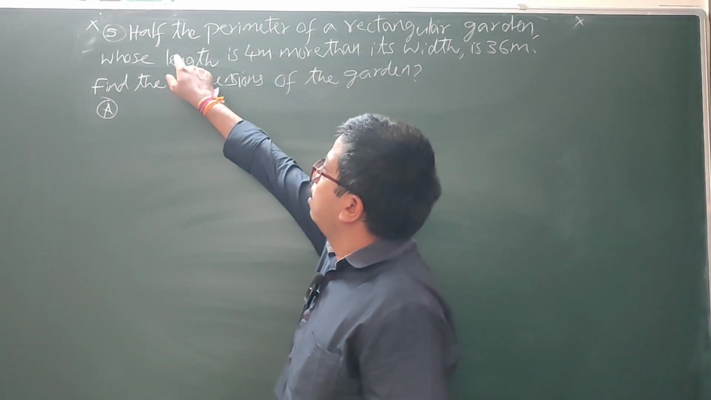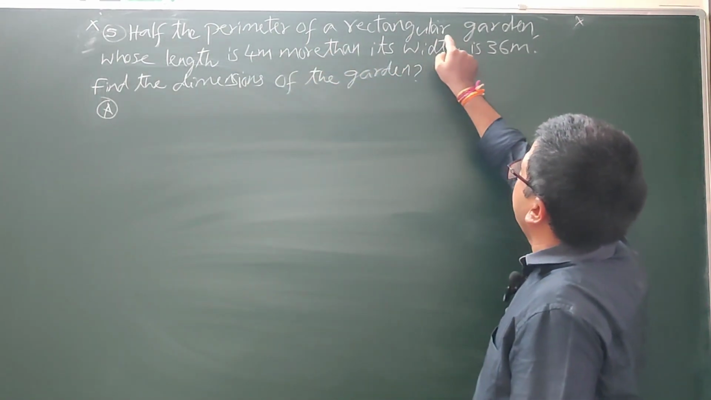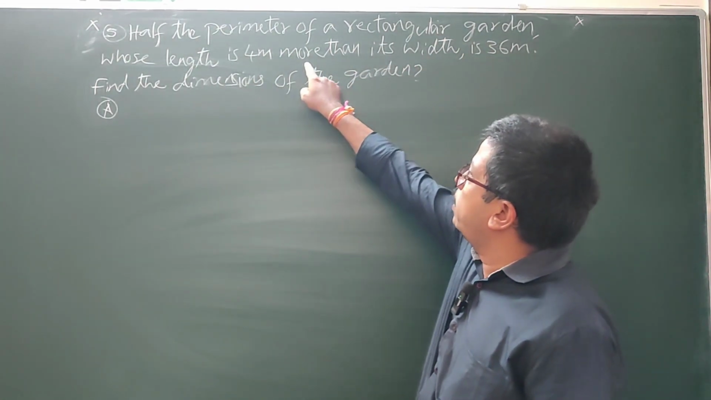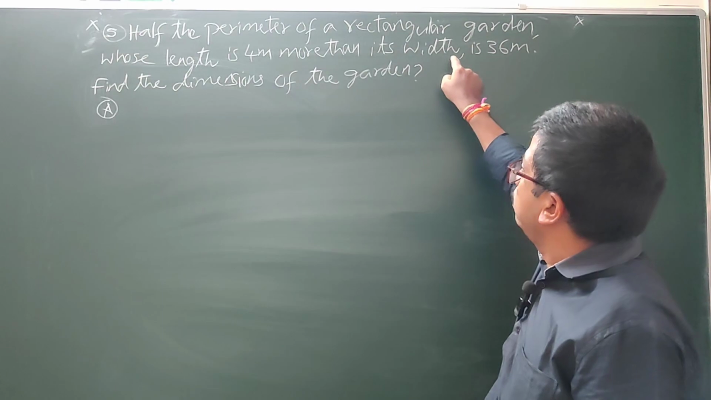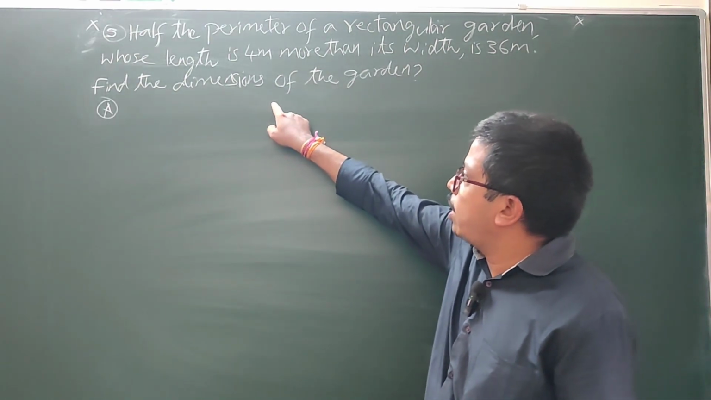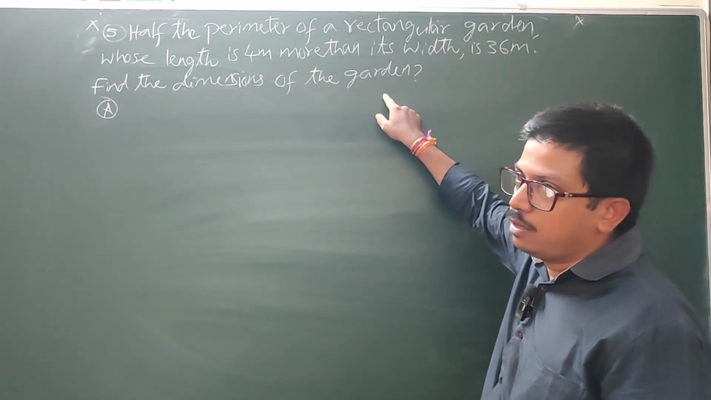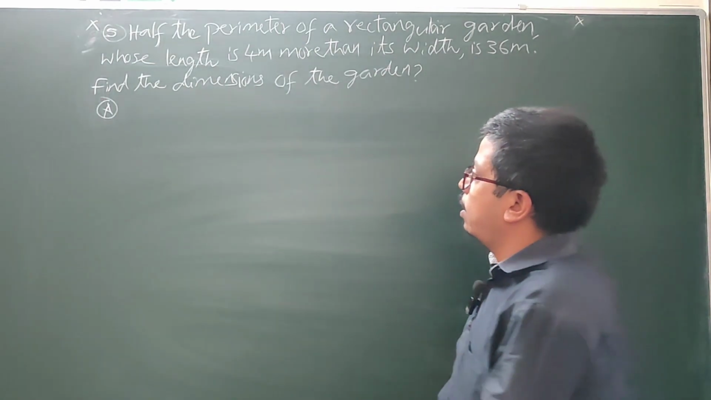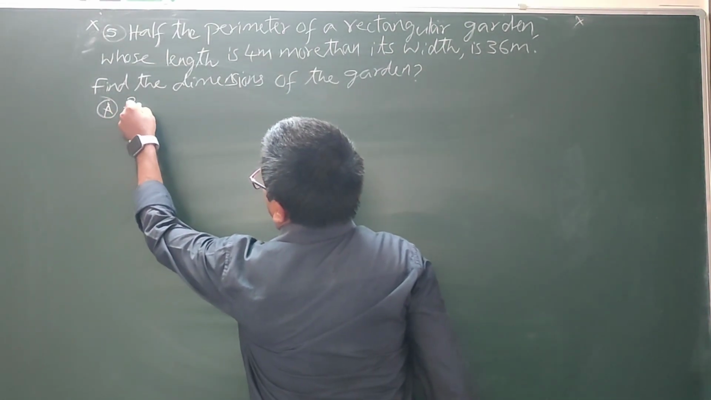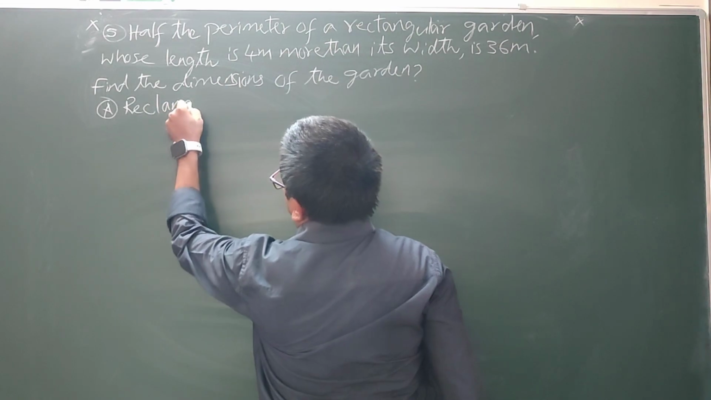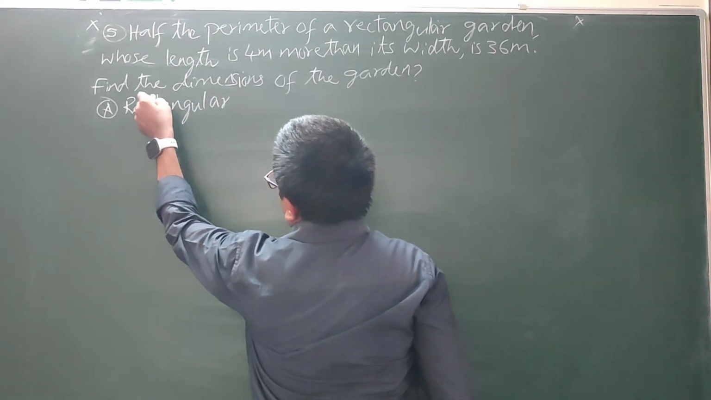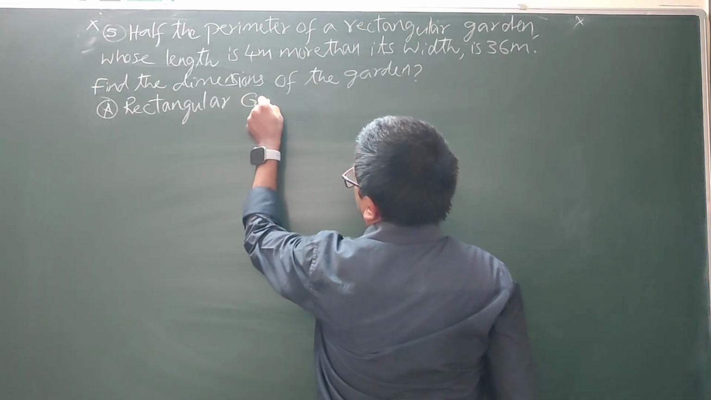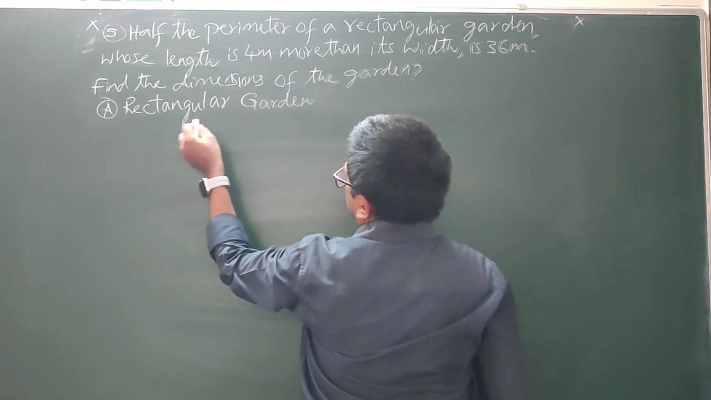Now, fifth question. Half the perimeter of a rectangular garden whose length is 4 meters more than its width is 36 meters. Find the dimension of the garden. So here we are provided with a rectangular garden.